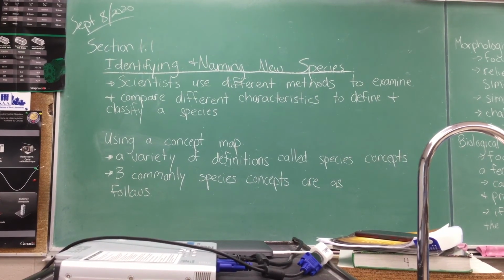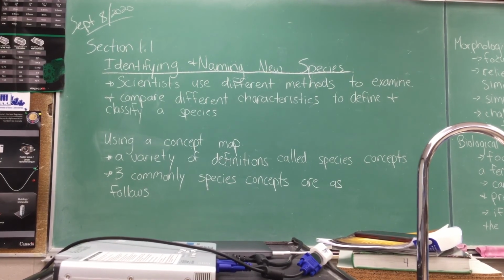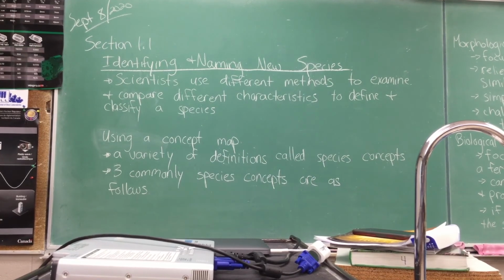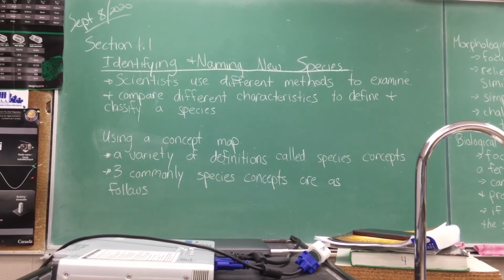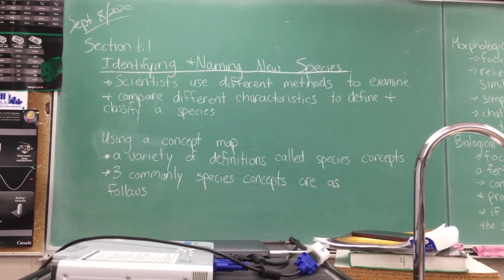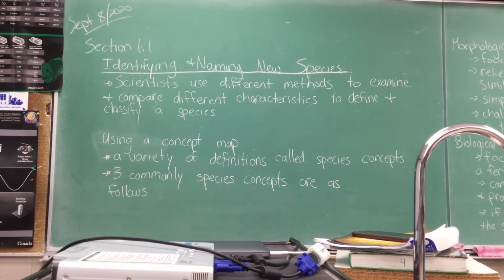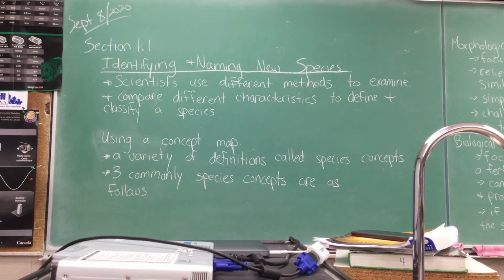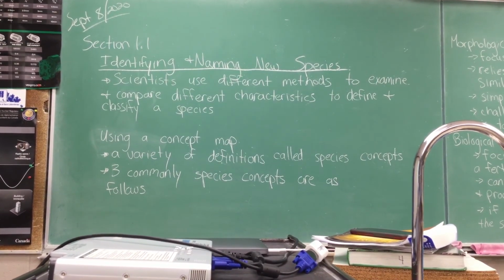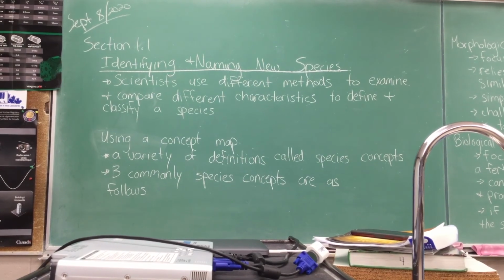Scientists use different methods to examine and compare different characteristics and to define and classify a species. Scientists have yet to agree on a single definition of what a species is. What they have done is proposed a variety of definitions which are called species concepts. Three commonly used species concepts are as follows.